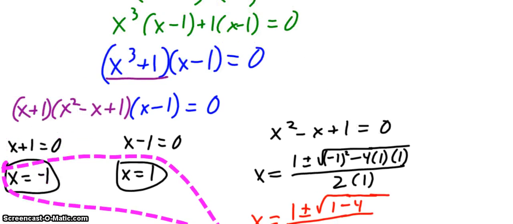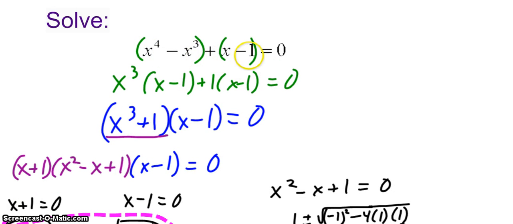How do we get that? Well, I group the first two, I group the second two. I can take out an x cubed from the first two, and I can take out a positive 1 from the second two. I have x minus 1 in both, therefore this is working. So I am left with x cubed plus 1 times x minus 1. X cubed plus 1 is the sum of cubes, so you have to use your sum of cubes pattern. So x cubed plus 1 factors into x plus 1 times x squared minus x plus 1. X minus 1 just stays x minus 1.